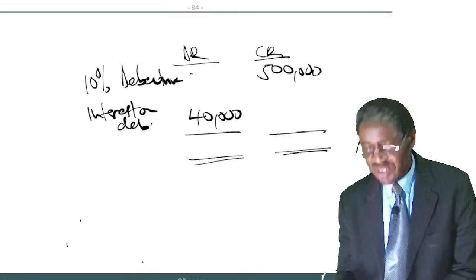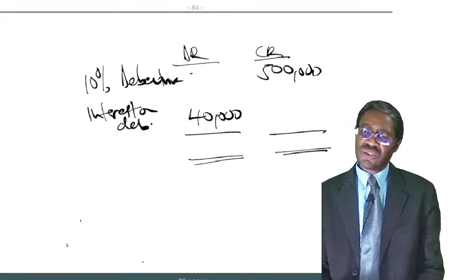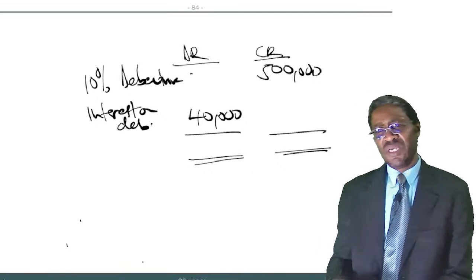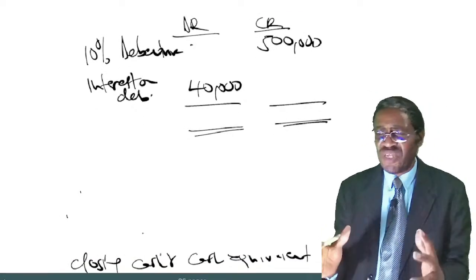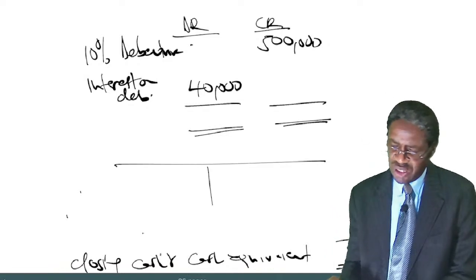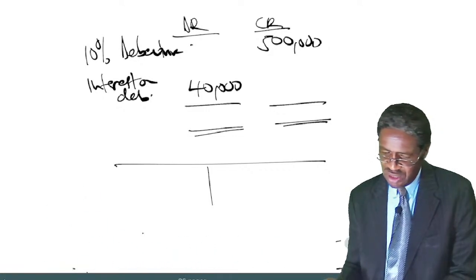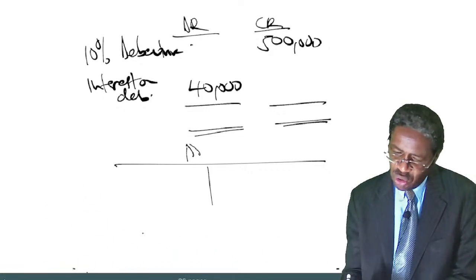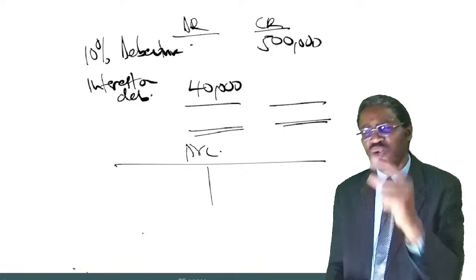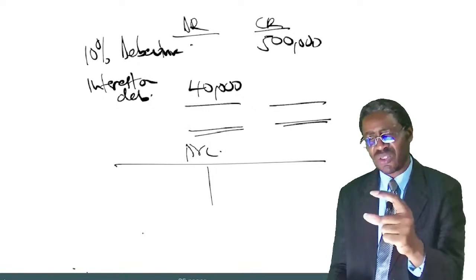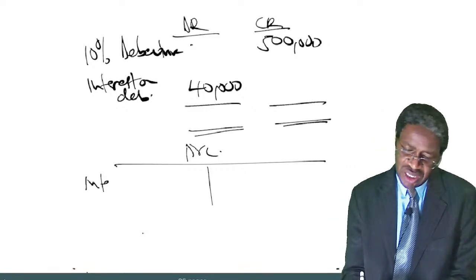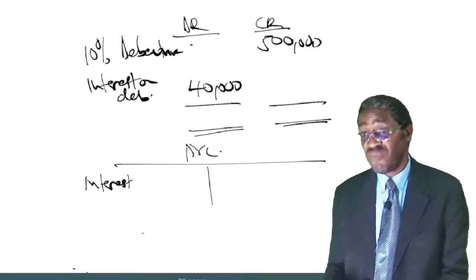Now, in your topic of company accounts or published accounts, it is also tested. If the examiner gave you a trial balance of this nature, then he tells you to prepare an income statement, or what we can call profit and loss. How much will you charge in the P&L account as the amount of the interest?